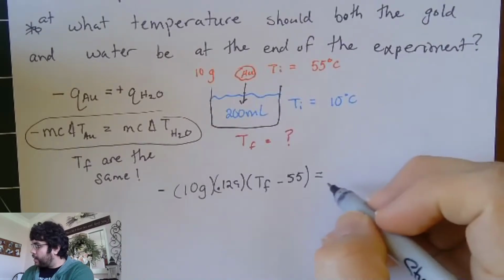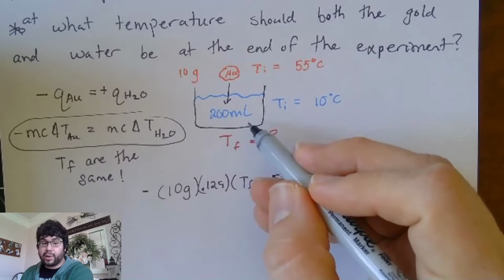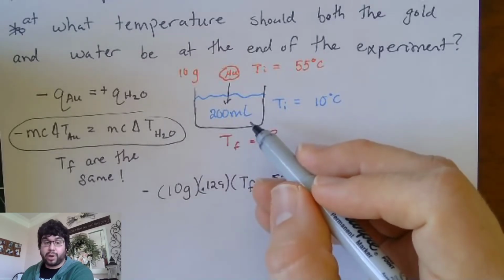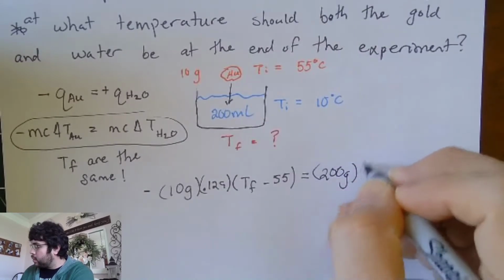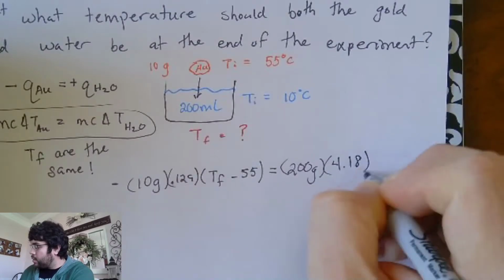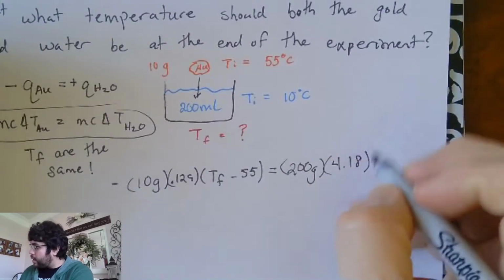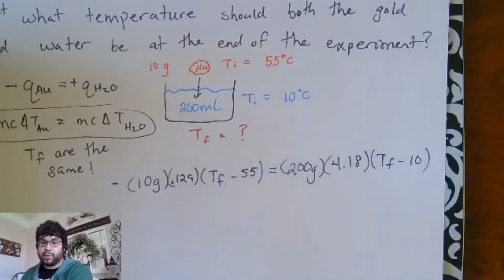Okay, and then MC delta T for the water. The mass of the water, we have 200 milliliters of water, so the density of water is 1 gram per mL, so we have 200 grams of water. The specific heat of water, you should have this handy in your brain always, 4.18. And then the final temperature, we don't know, but the initial temperature of the water was 10 degrees Celsius.